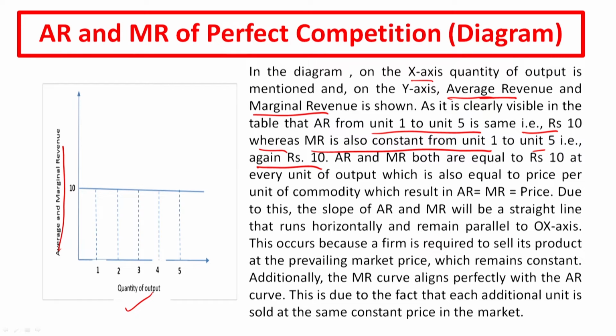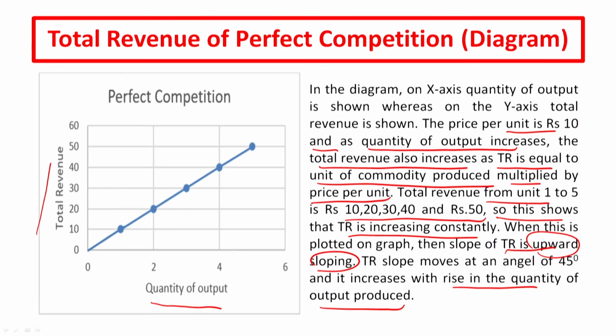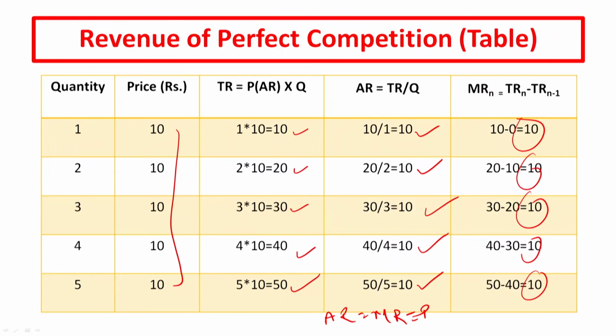AR and MR both are equal to rupees 10 at every unit of commodity, which is also equal to the price per unit of the commodity, which results in AR is equal to MR is equal to price. This is the gist of it. You can also see from the diagram and from the table that AR is 10 in all the cases, MR is also 10, and price is also 10.